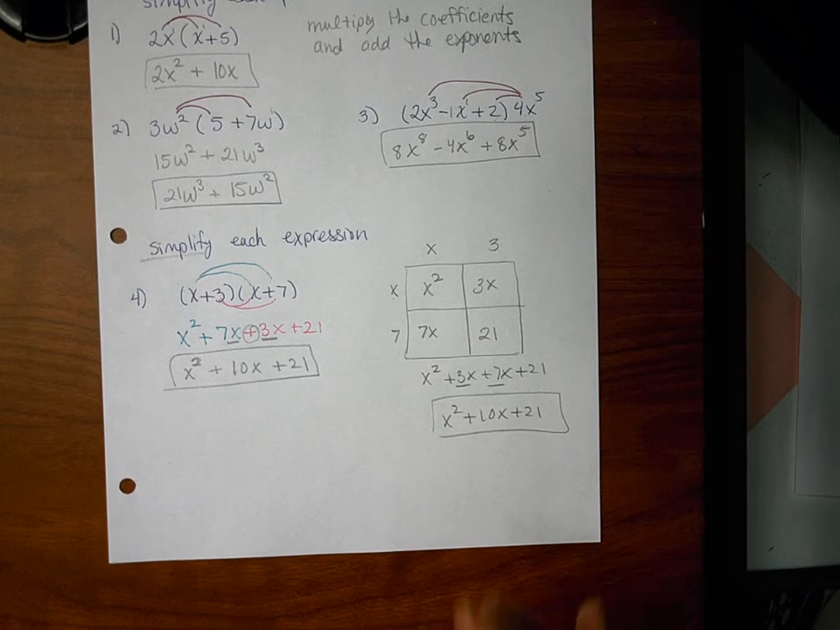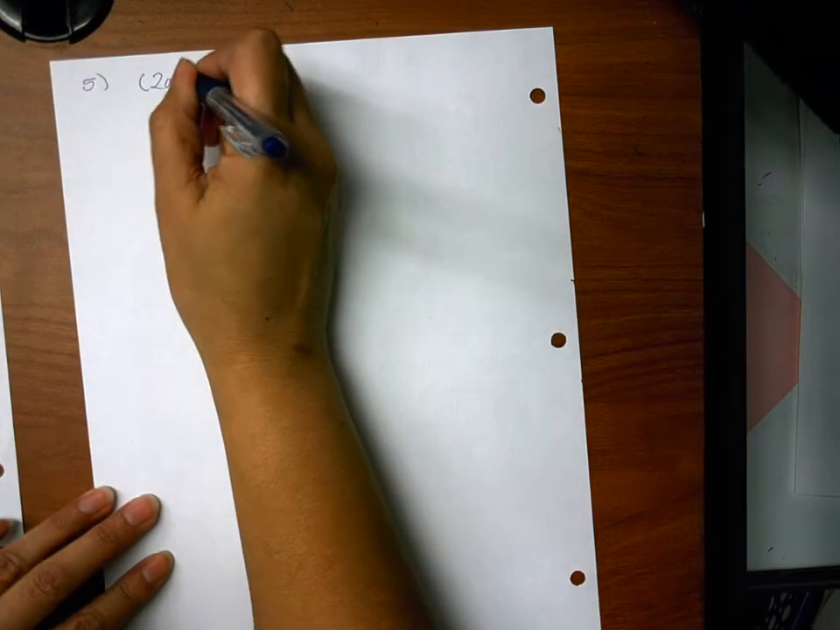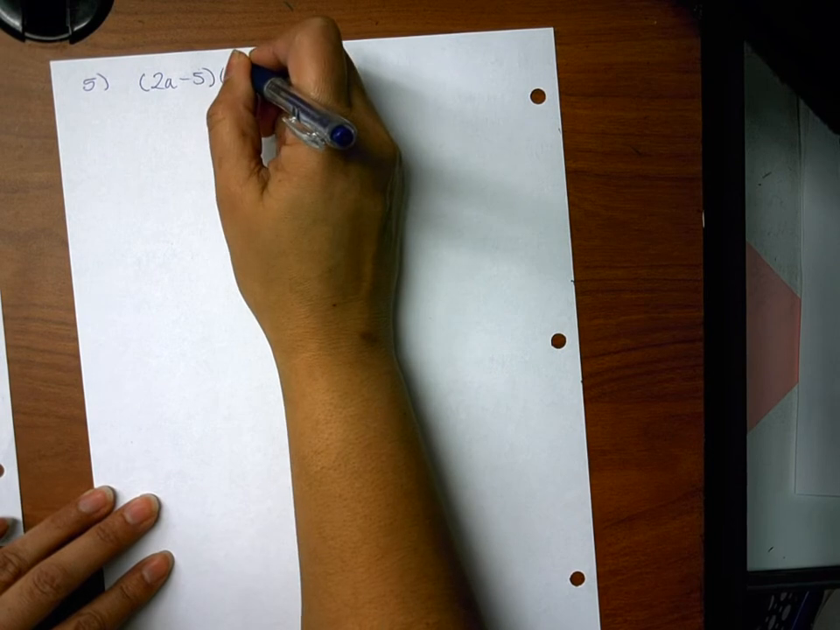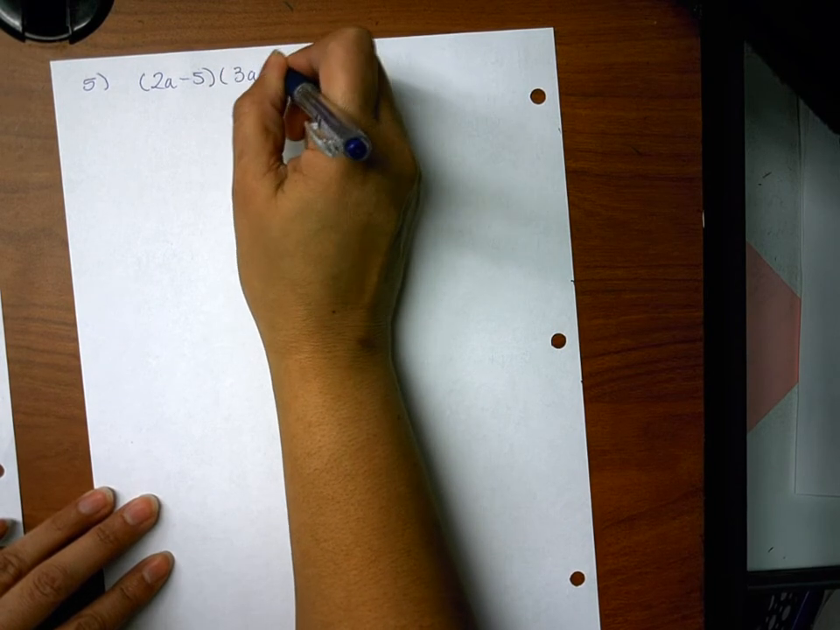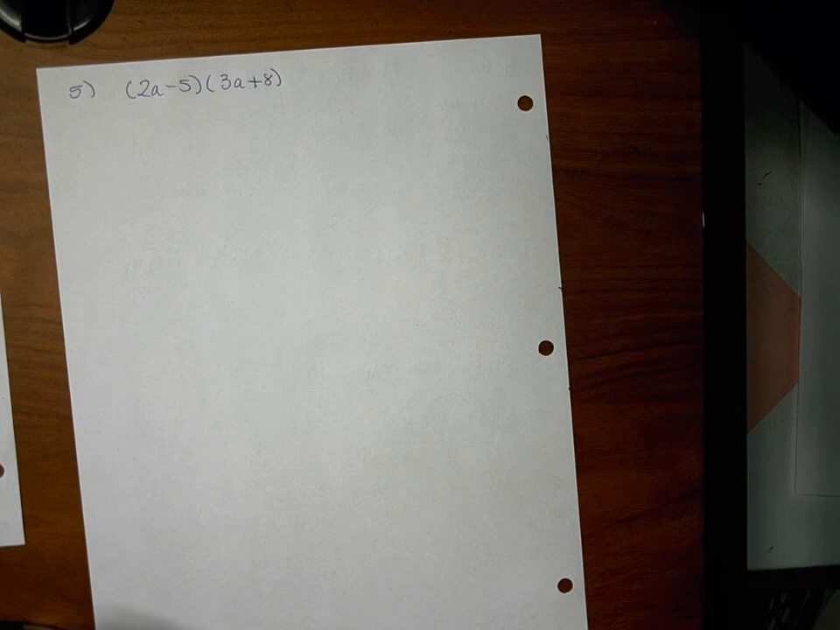We will talk about FOIL method in class, not like aluminum foil, it's a mathematical term that is used. I like calling it double distribution, but you may hear the FOIL method every now and then, and we will talk about that in class. Okay, number 5. Parentheses 2a minus 5 times the quantity of 3a plus 8.